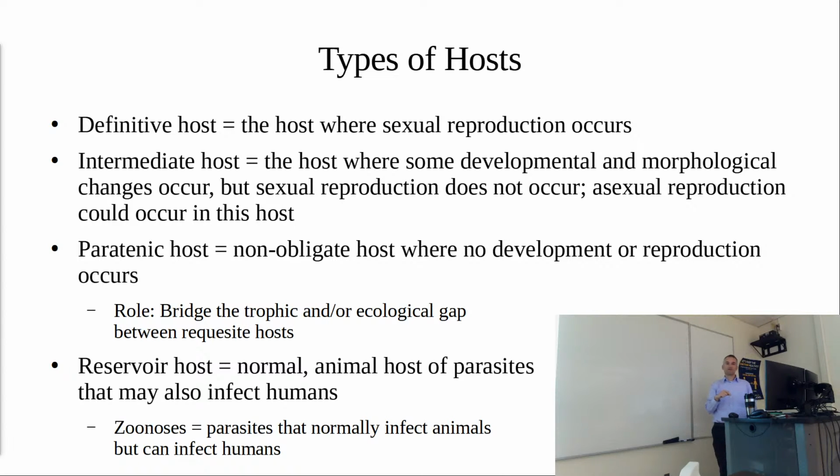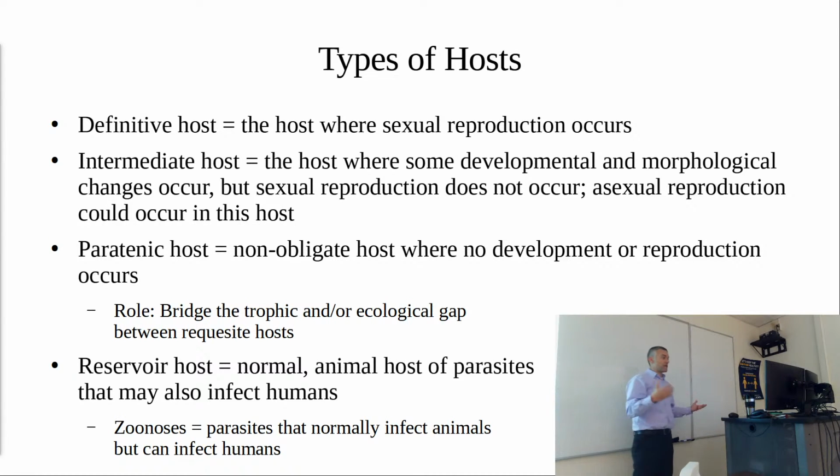A paratenic host is a non-obligate host. It's not required for the completion of the life cycle. We see the parasite in that host, and it can survive and do fine in that host. Typically, in these hosts, you don't have any development or reproduction occurring. This is just a temporary host. And when we think about the ecological role of these paratenic hosts, its role is to bridge some sort of trophic gap or ecological gap, the gap between the two required hosts in its life cycle.